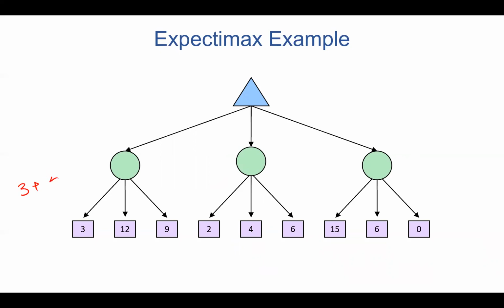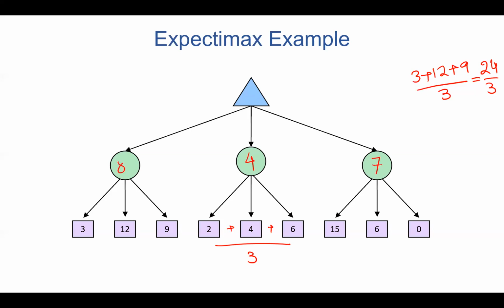What would be the value? 3 plus 12, okay, I'm gonna do it here. 3 plus 12 plus 9 divided by 3. Yeah, 8. Oh, yeah. How about here? 2 plus 4 plus 6 divided by 3. And here, 7, right? Like this.